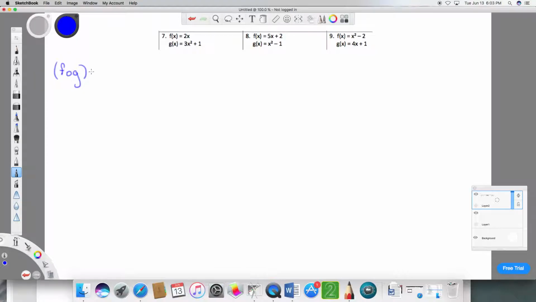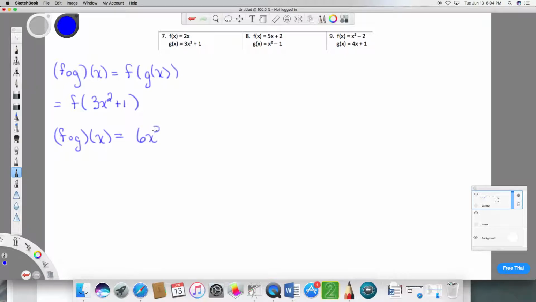If we find f composed with g, we're having the function g be the input of f. G is 3x squared plus 1. F will always take the input no matter what it is and simply double it. So f composed with g is this new function, 6x squared plus 2. It always takes whatever we give f and simply doubles it.